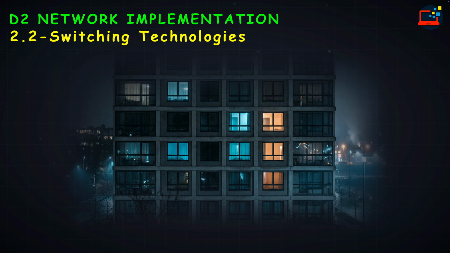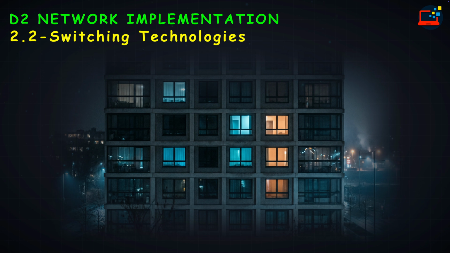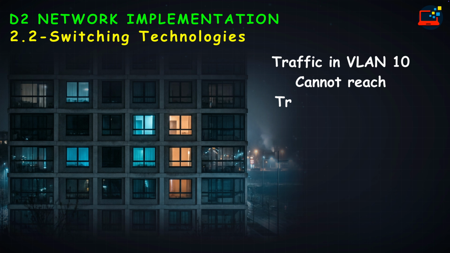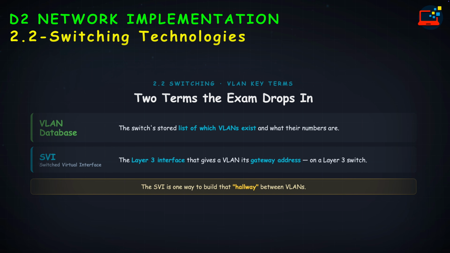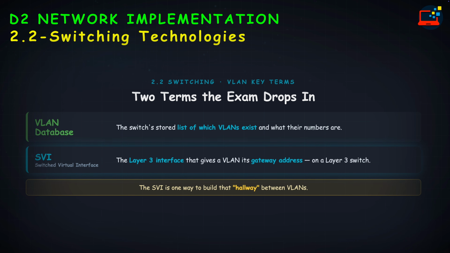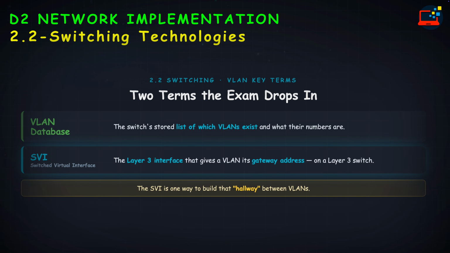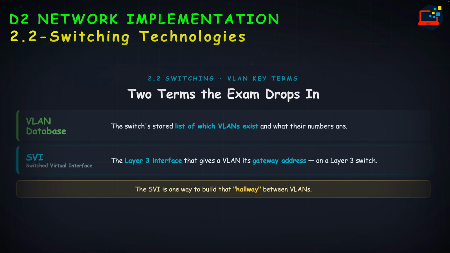Think of VLANs as apartments in the same building. Same physical hardware, completely separate living rooms. Traffic in VLAN 10 cannot reach traffic in VLAN 20 unless you build a hallway between them, and that hallway is a router or a layer 3 switch. The VLAN database is the configuration list stored on the switch that tracks which VLANs exist and what their numbers are.